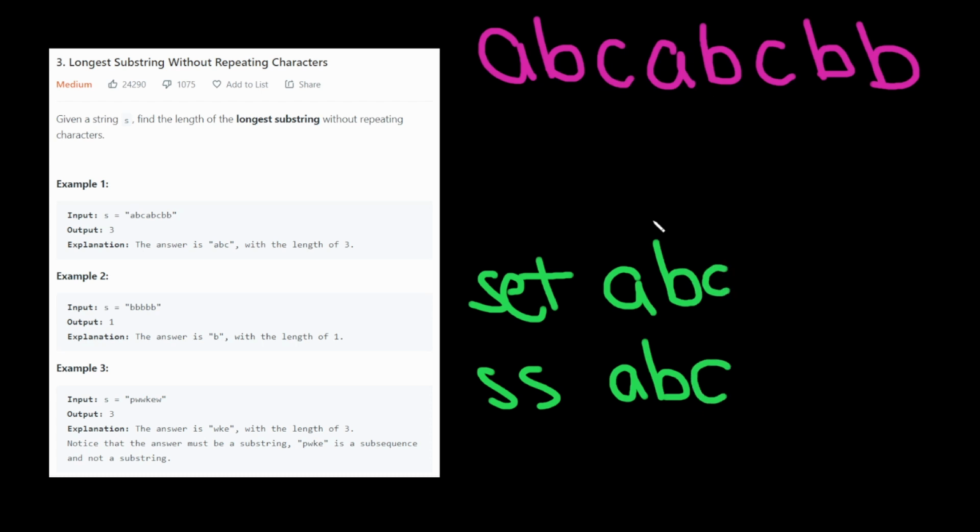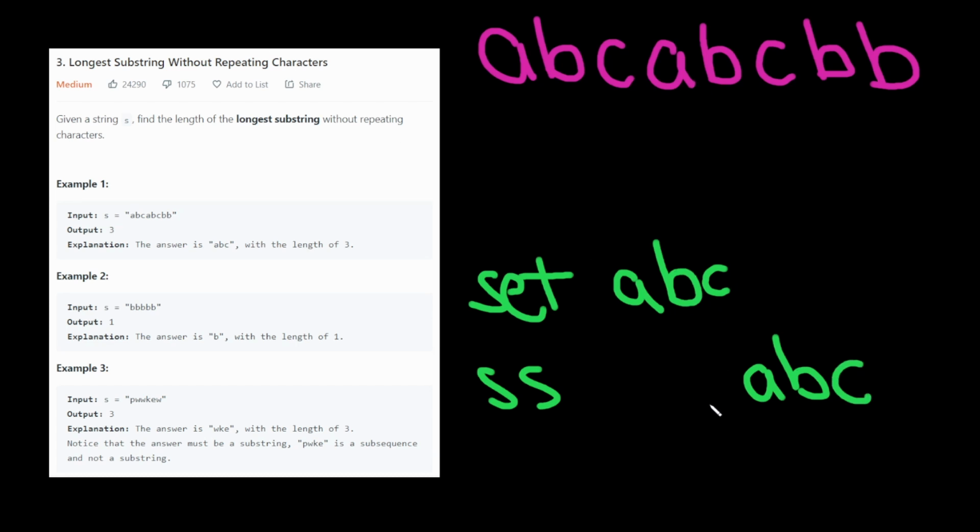Then we get to this A. Okay, A is in the set, so we remove it from the set, and then we loop through the current substring from the beginning until we reach an A, and we remove all elements up to that A. We remove this A, then we add A to the set, and we add A to the substring. And if we keep going, the next element will be B. So this set will remain the same, but the substring will change to CAB. And then we get to the C, the set will remain the same, but the substring will be ABC.